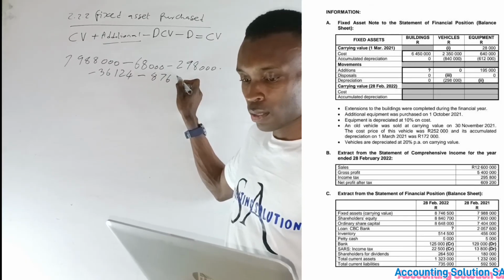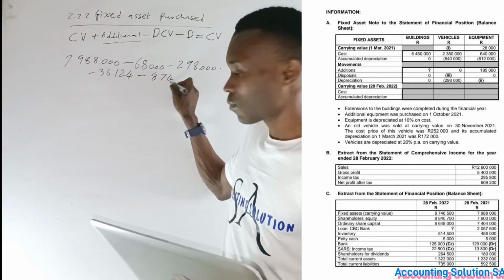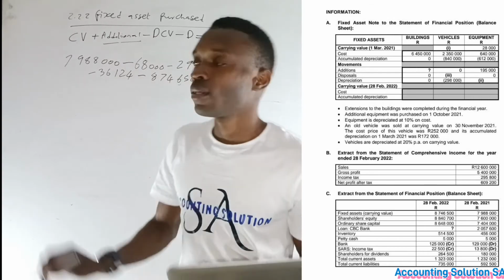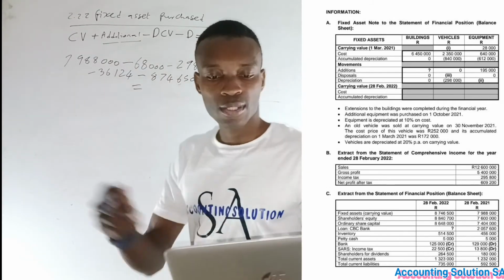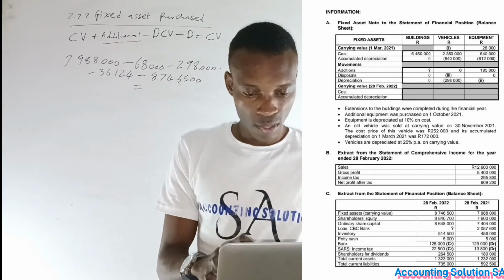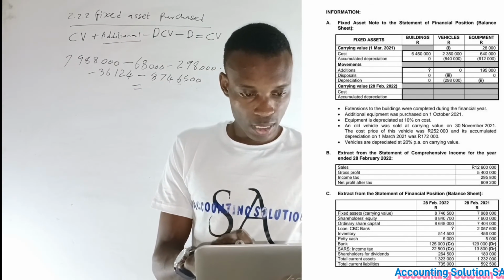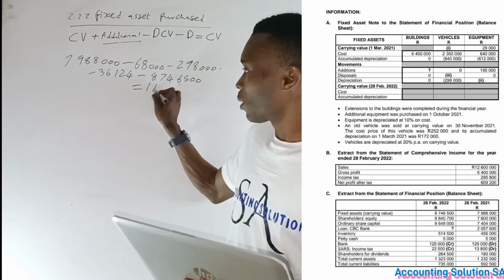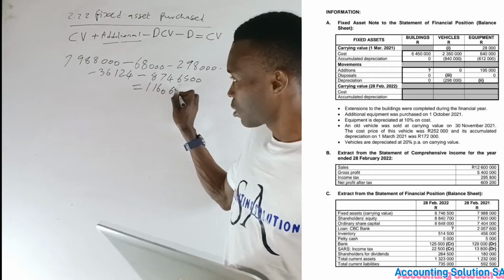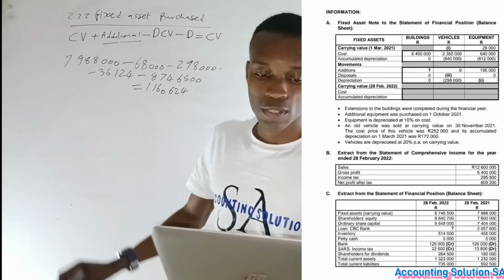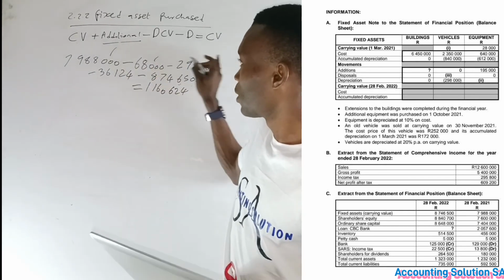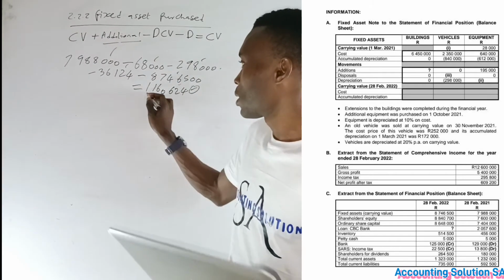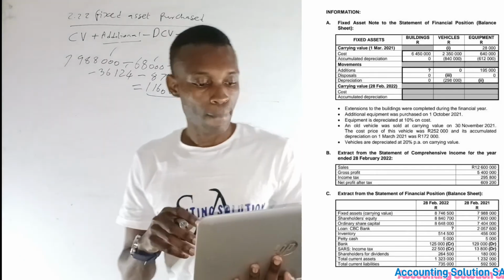876,874,600. Alright, then if you do all this calculation, guys, it's going to give you, let me confirm and calculate, it's gonna give you 1,160,624. Okay, you have to make sure that you show all these calculations so that you can get the marks. Alright, so that's the answer that you have to get under fixed asset purchase.